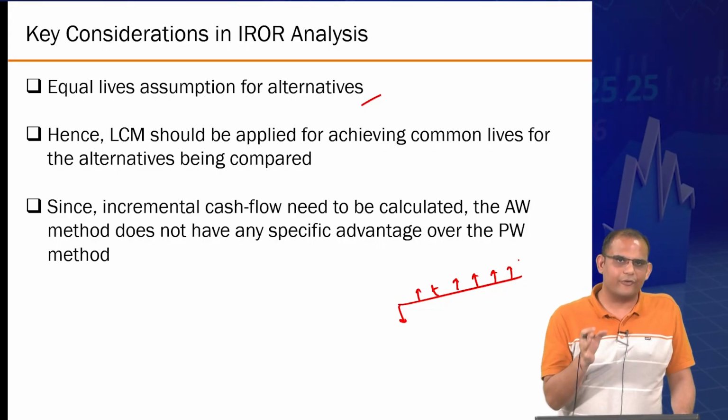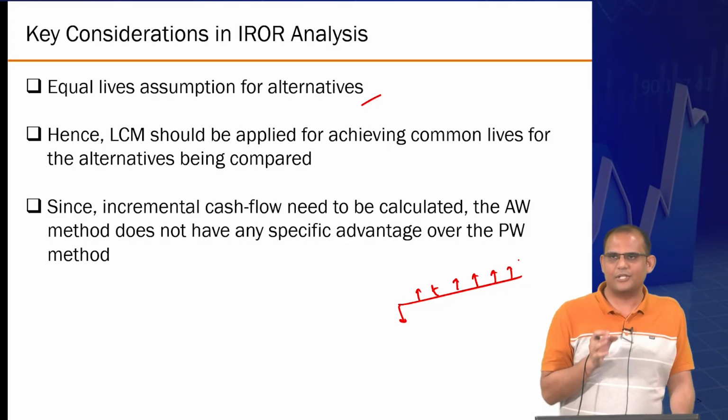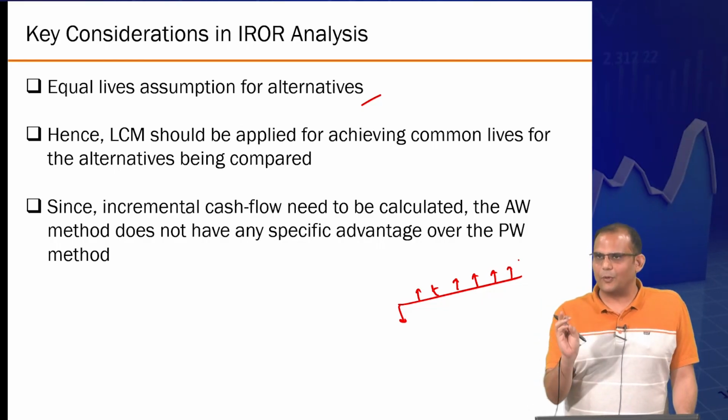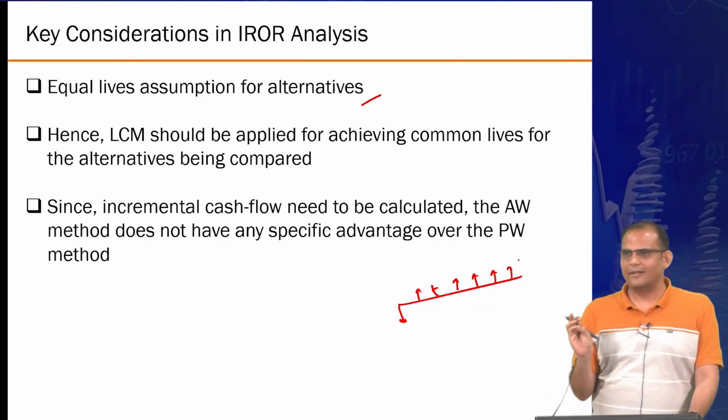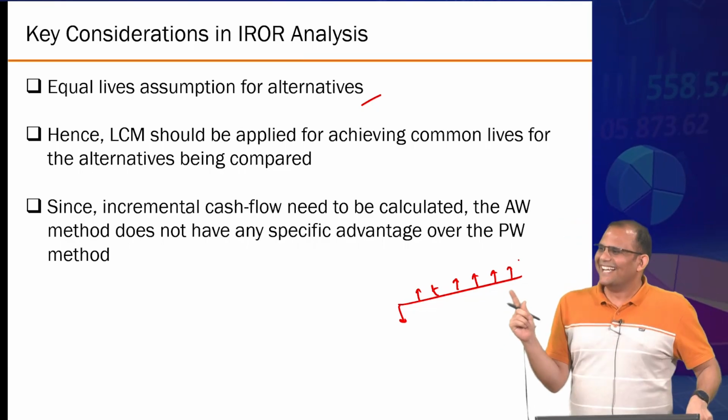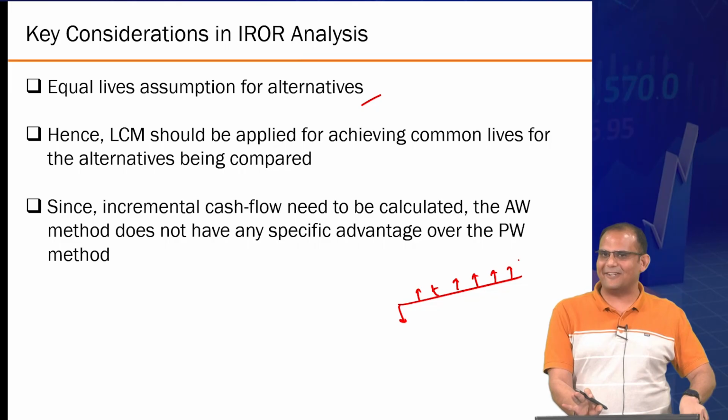right? So if you get an objective question, a 1 mark question, is AW always better than PW? You know what the answer is. Yes or no? Only 1%. Did you get the point that I'm trying to explain?